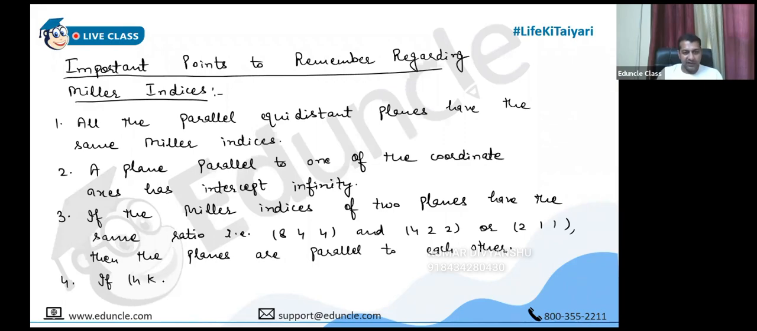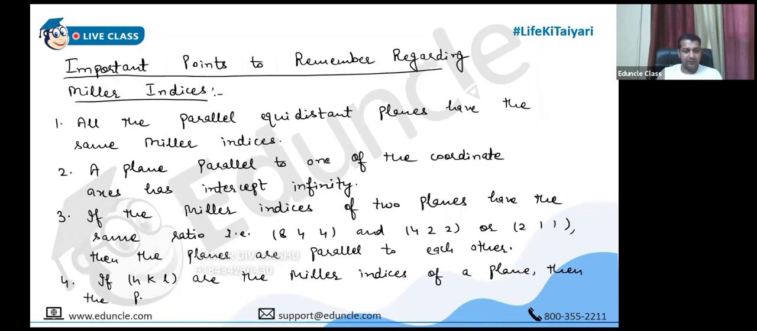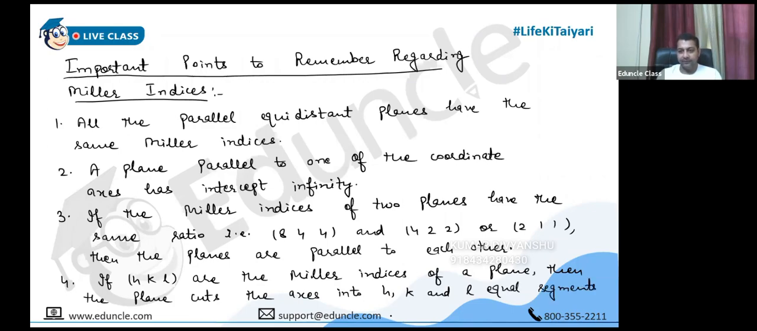And last, if HKL are the Miller indices of a plane, then the plane cuts the axis into H, K, and L equal segments, respectively. So this is the summary of the points that we need to remember regarding the Miller indices. Now we will calculate the Miller indices of some planes, and some problems related to them, so you will be able to better understand this topic.